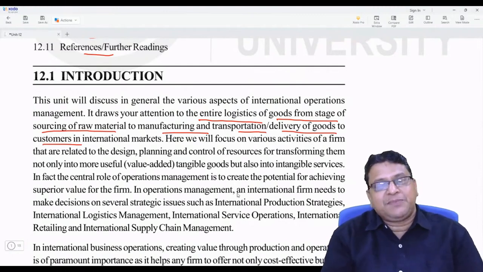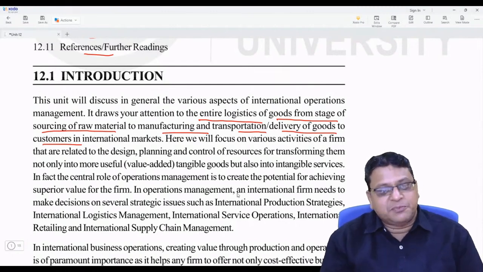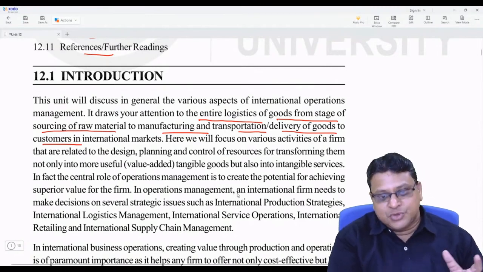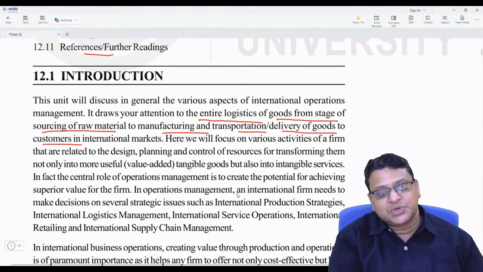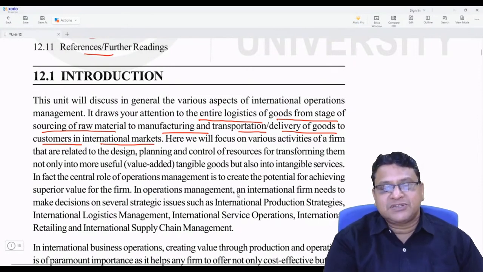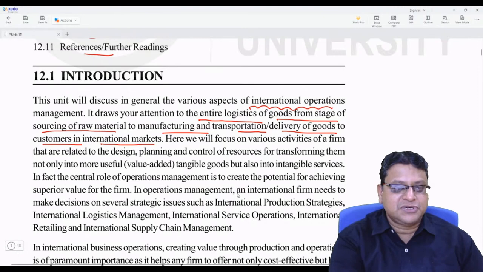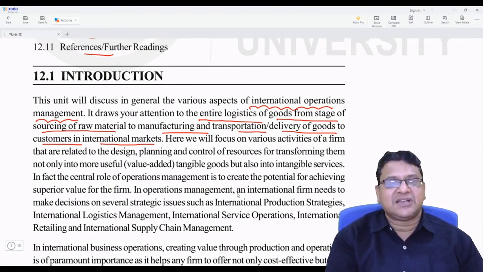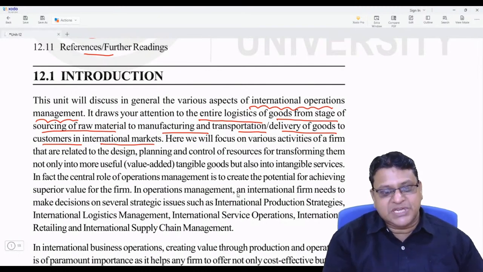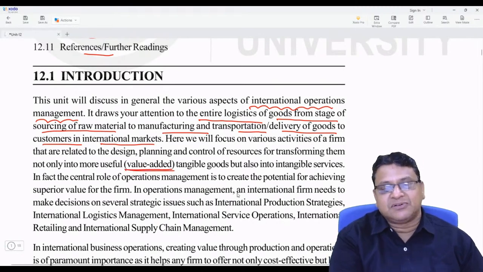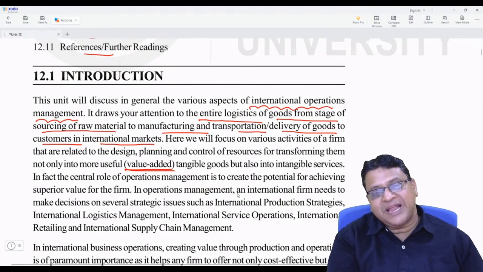And if this operations management is done in an international setup, that is known as international operations management. So if sourcing of raw material and transfer of goods to the customers is done in the international market, that is known as international operations management. In the entire process, the main motto of the organization should be value addition. The organization should add some value.